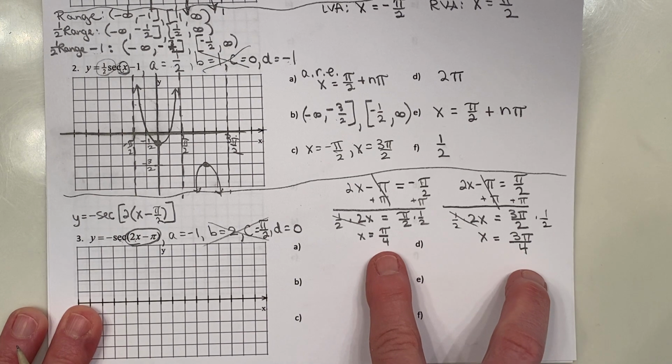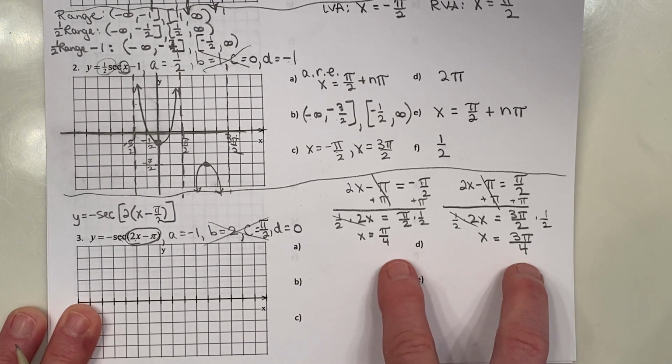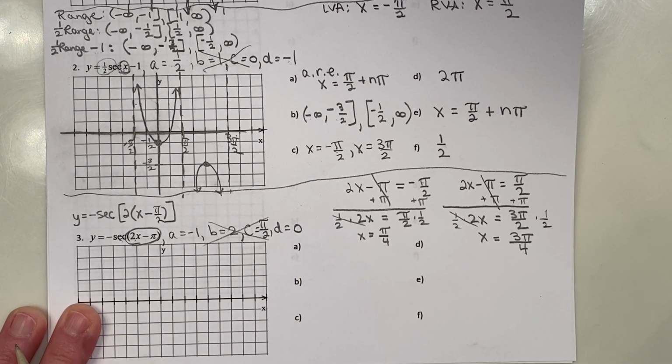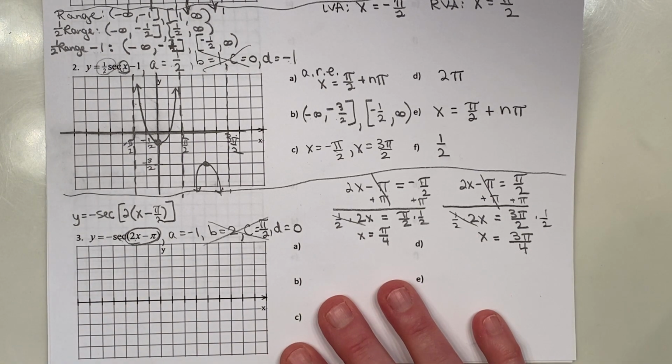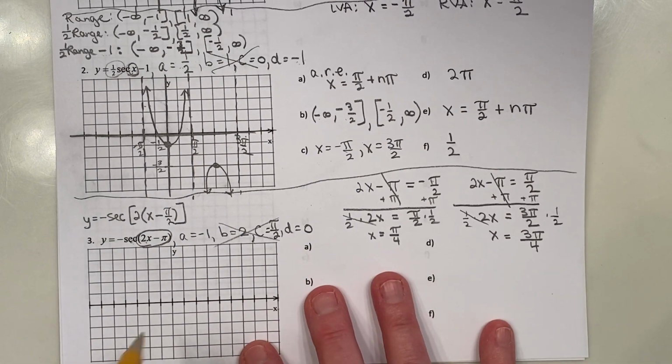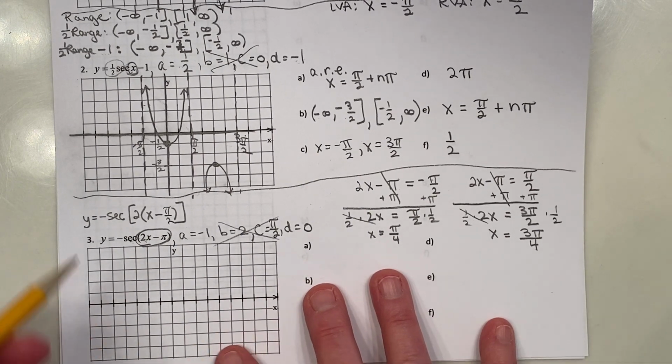So the distance between these two, if I subtracted, would be a half pi. 2 pi over 4, a half pi. So we are shrinking this period horizontally. Right, so I'm going to come over here and at least put these two vertical asymptotes on here and try to predict where the next one is.